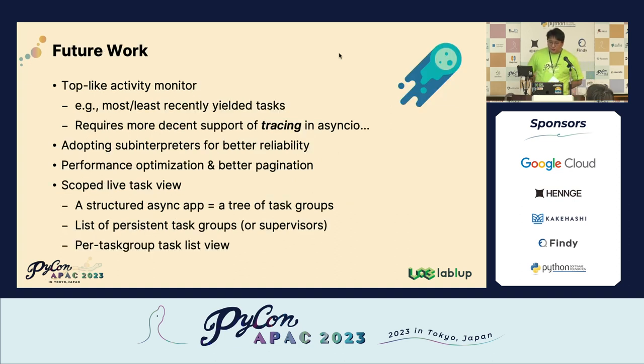For future work, I want to add a top-like activity monitor of asyncio coroutines, task groups, task scopes, and things like that. But I think we need more support on the asyncio standard library side for additional traceability. I also want to adopt sub-interpreters, which will be introduced in 3.12 and 3.13, for better reliability and performance optimization when you want to display thousands of tasks in the UI.